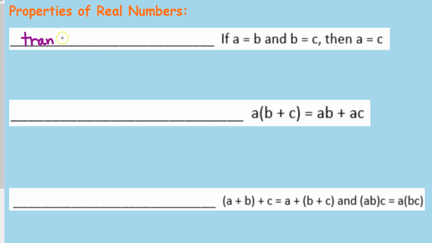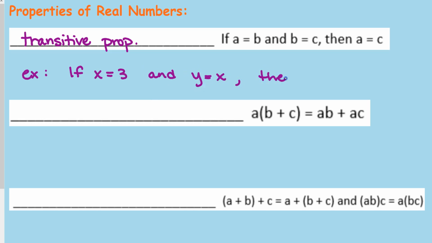And because you most likely had geometry last year, you probably used some of these properties fairly often. I'm just going to abbreviate transitive prop. So let's look at an example. If x equals 3 and y equals x, then y equals 3.